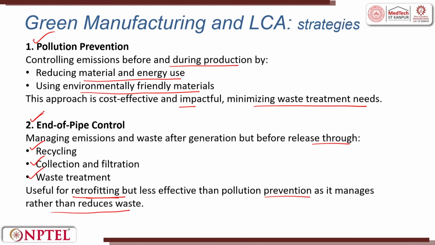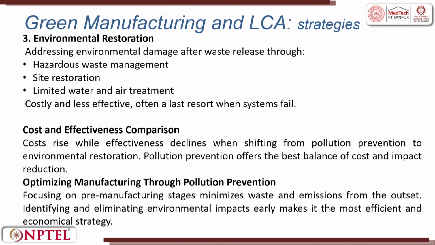So pollution prevention is the first priority. Then there is end of pipe control that we can do. Then even if end of pipe control is somewhat restricted, we can at least have environmental restoration. Addressing environmental damage after waste release through hazardous waste management, site restoration, limited water and air treatment is costly and less effective, often a last resort when the system fails. For example, NASA, while launching a rocket using tons of gallons of water, makes certain endeavors for water treatment and water collection. All those things are taken care of.